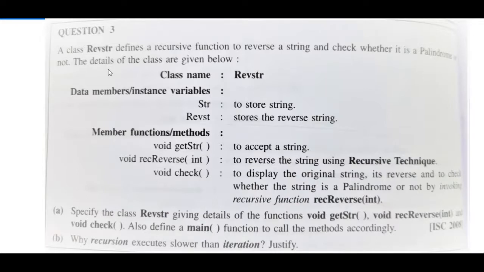For example, madam. MADAM. If you read it from beginning to end, it is madam, and from end to beginning, it is also madam. So such strings are known as palindromes. So now let us start.